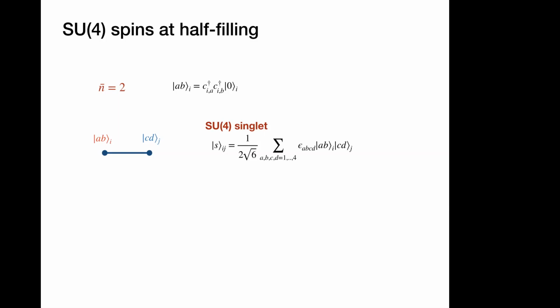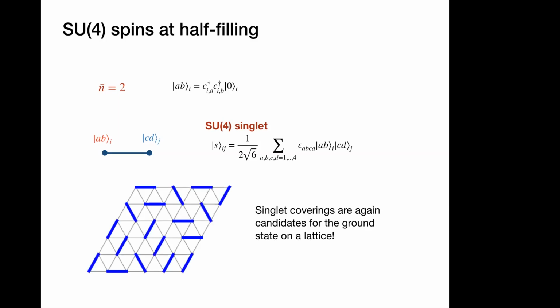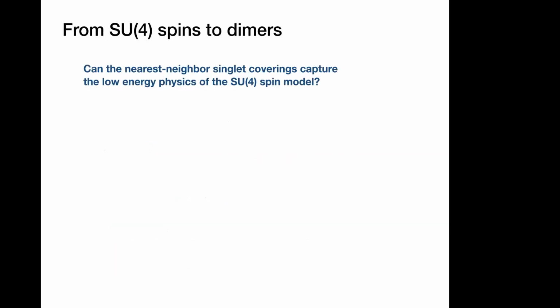So this suggests that the covering of the lattice by these SU(4) singlets now could again be a candidate for the ground state. Now you could ask, why would we expect that this nearest neighbor singlet covering would actually capture the low energy physics in the SU(4) case? We know this is not the case for SU(2).